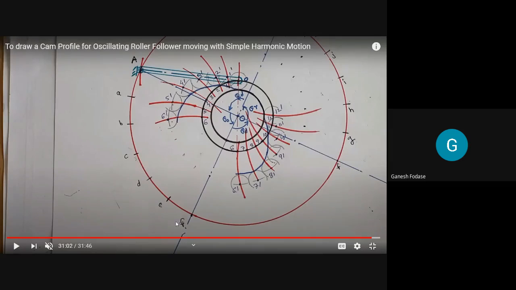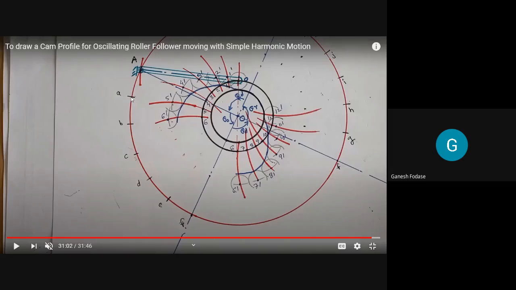Once you get these divisions, take the length equal to the length of the follower arm, that is the distance between fulcrum center and roller center. That one has a length of 7.6. Taking A, B, C, D, E, F, G, H, I, J, K, L as centers, cut arcs on the prime circle to get roller centers. That is nothing but 1, 2, 3, 4, 5, 6, 6 to 12. Clear? So get roller centers on the prime circles.